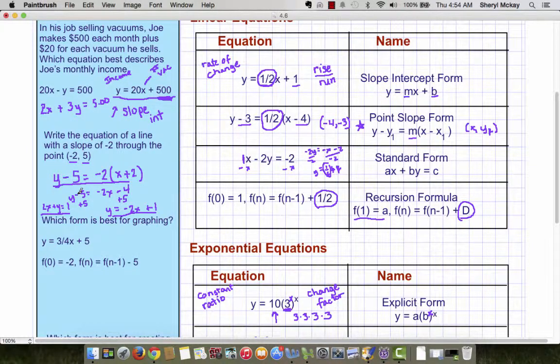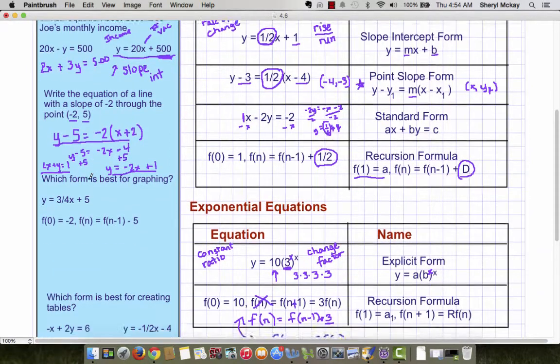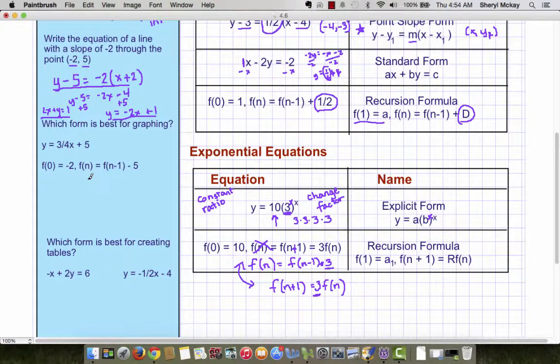You can also figure it out with a couple steps using slope-intercept form, but point-slope form works pretty quick and easy. And then you can put it in whatever form you want once you've got it in point-slope form. Let's look at the next one. Which form is best for graphing?